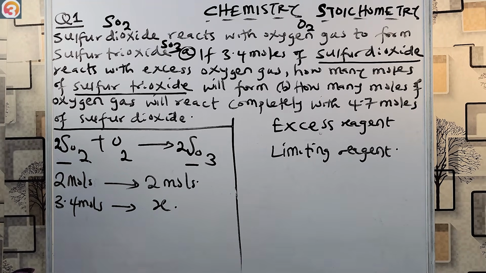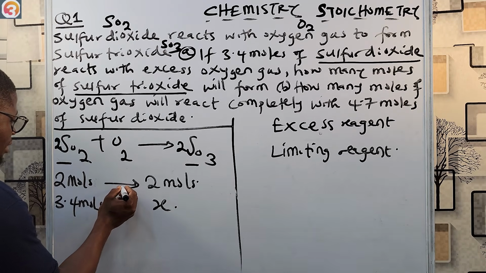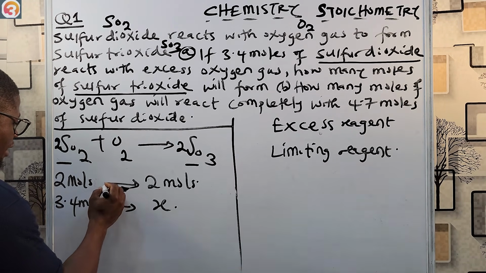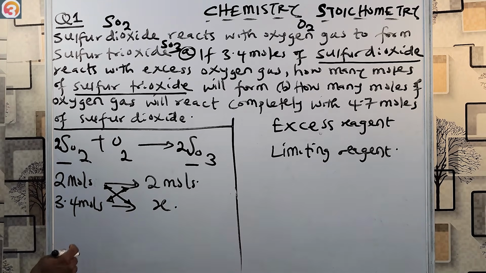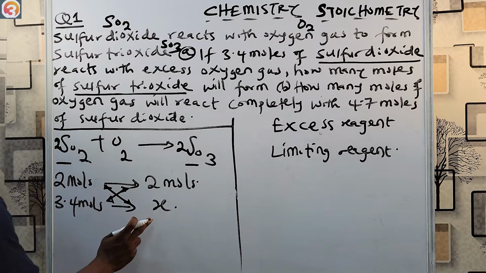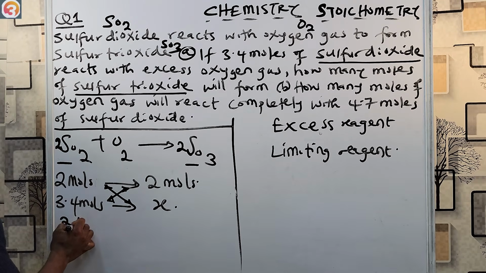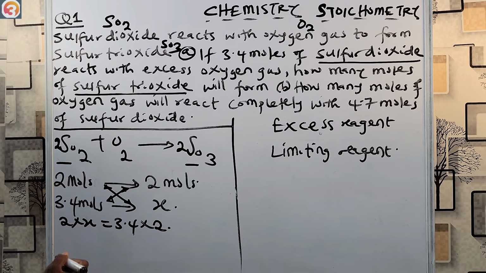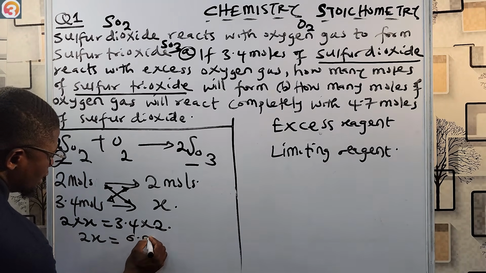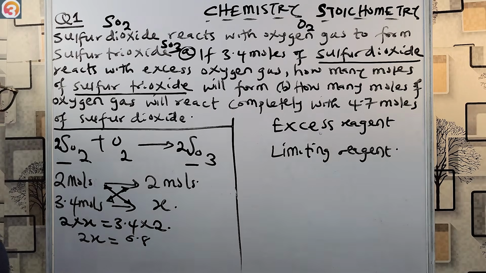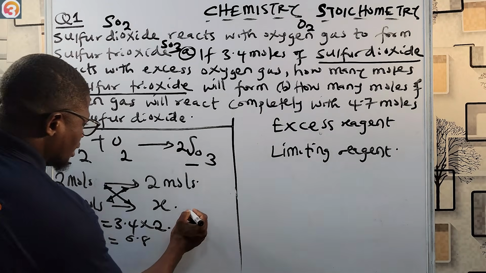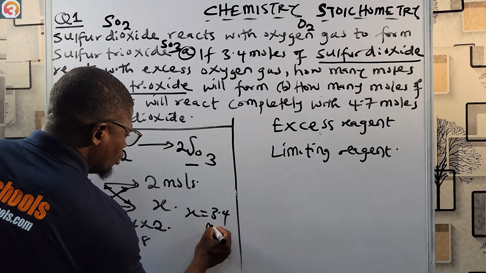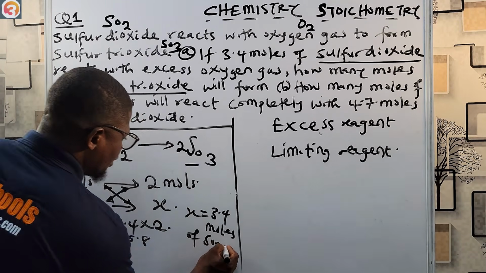So what we simply do is cross multiply. That means this times this, and this times this. Now let's multiply: 2 times X is equal to 3.4 times 2. So 2X is equal to 6.8. What do we do next? Look for the value of X. Divide both sides by 2. X will be 3.4 moles of SO3. That's what we're going to have.